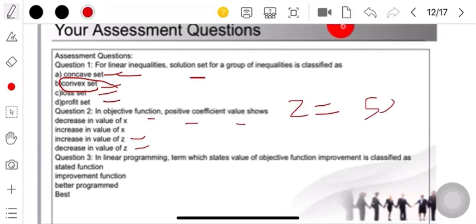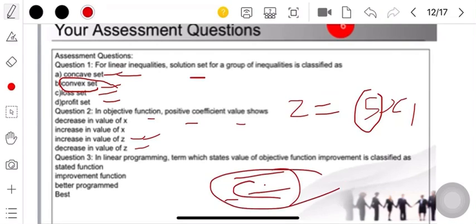Suppose it is 5x1. A positive value means an increase in the value of z. Question 3: in a linear programming problem, the term which states the value of the objective function improvement is classified as state function, improvement function, better program, or best function. So these are the 3 questions which I have given you in the assignment. Just try to submit it.